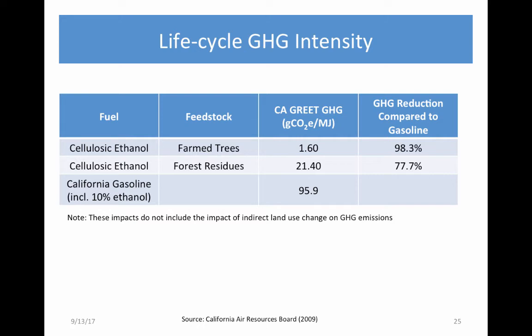The life cycle assessment suggests significant reduction in greenhouse gas emissions. In comparison with gasoline, cellulosic ethanol produced from forest residues can reduce GHG emissions by over 77%. Ethanol produced from farmed trees can reduce greenhouse gas emissions by over 98%.